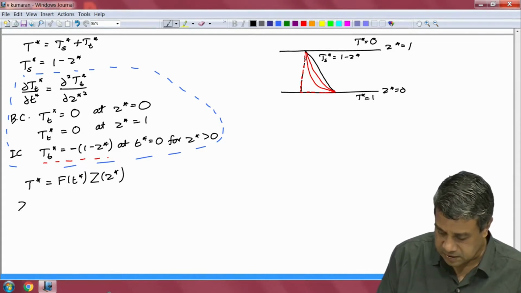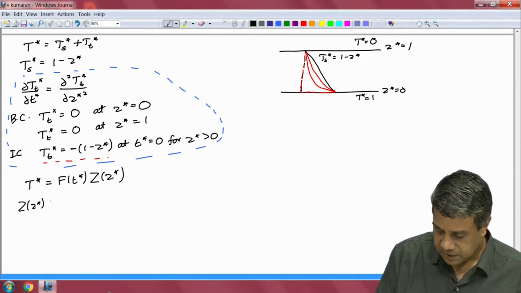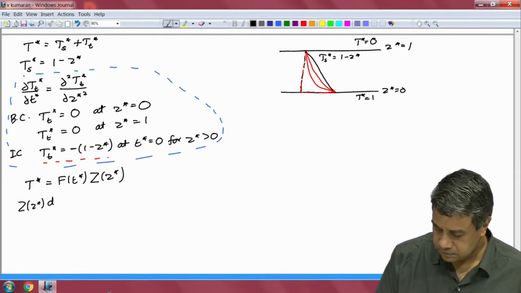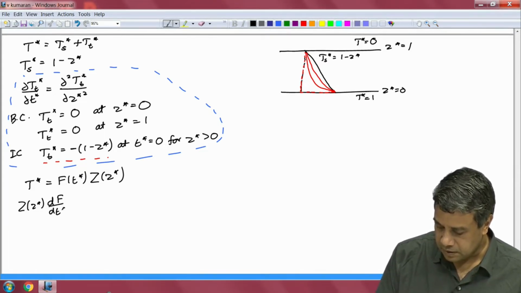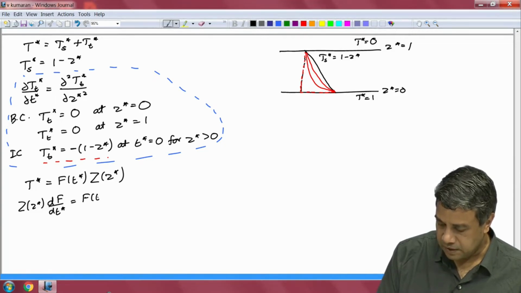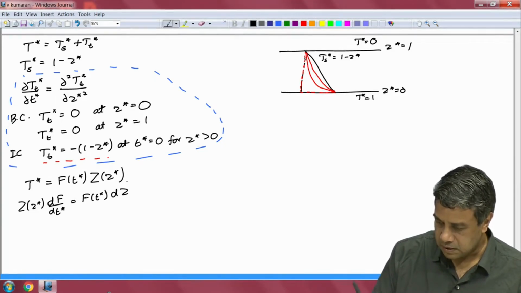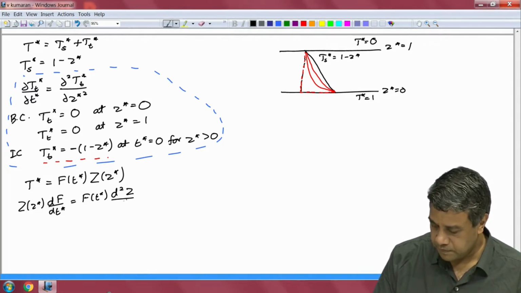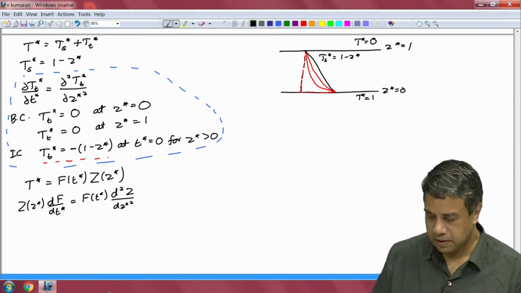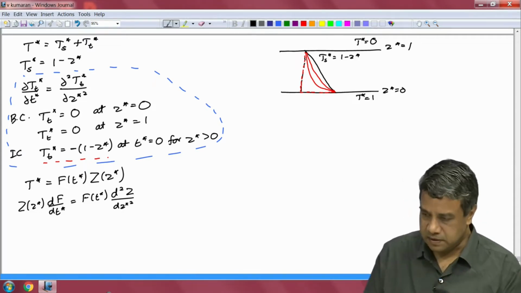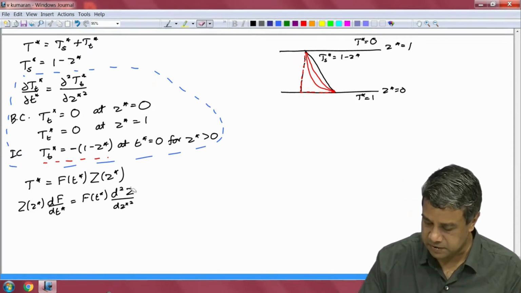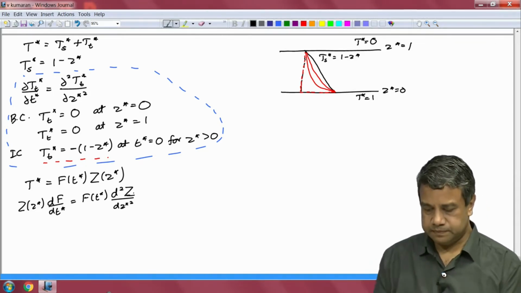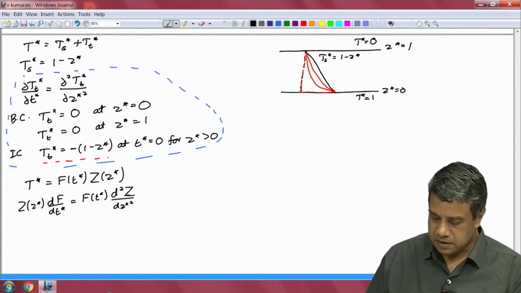What I will get is Z of z times df by dt star is equal to f of t times d square Z by dz square. Note that I am using capital Z for this function. And I divide by f times Z.